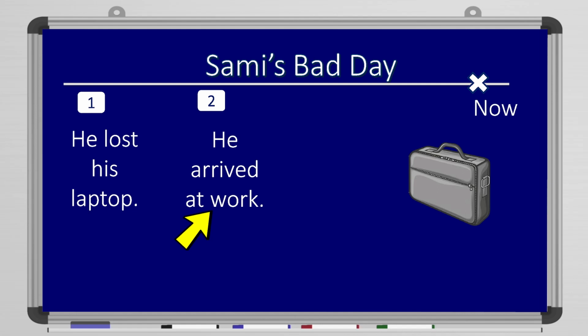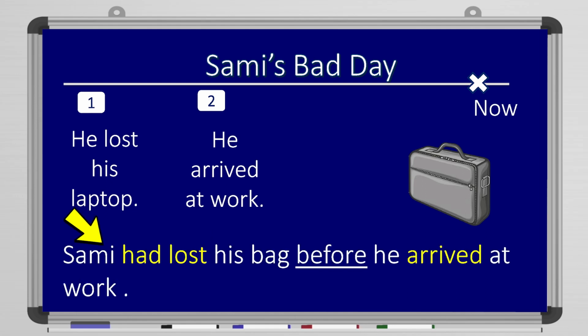So I'll say, Sami, what happened first? Did he lose the laptop and then arrive at work? Or the opposite, he arrived at work first. So he lost the bag first. So I'll say, Sami had lost his bag before he arrived at work. Or I can also say, Sami arrived at work after he had lost his laptop. So notice, the action that happened first always has had and the verb in the past participle.